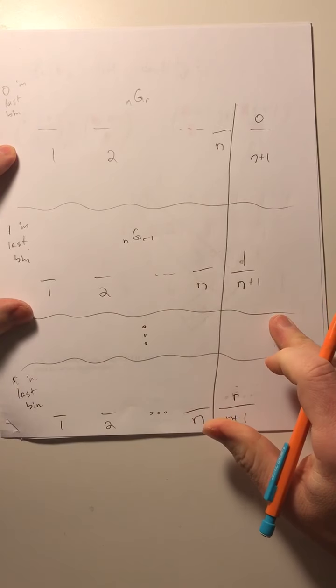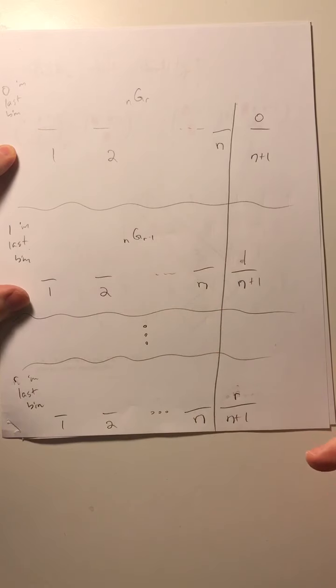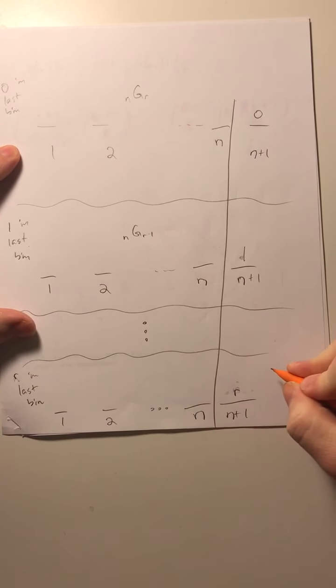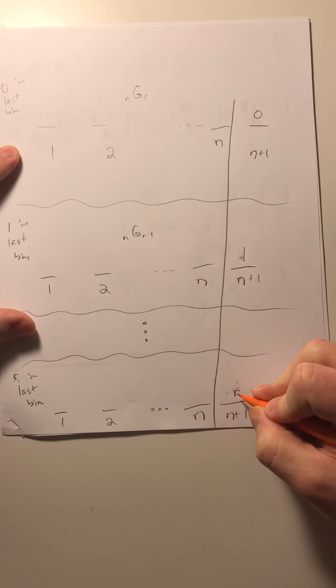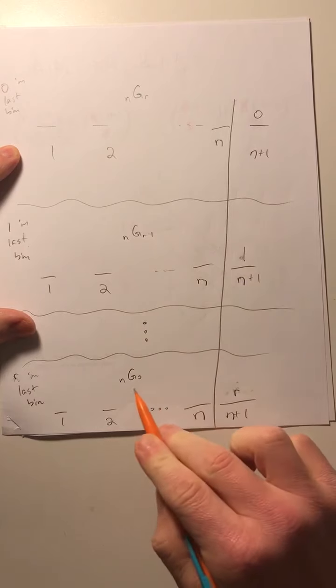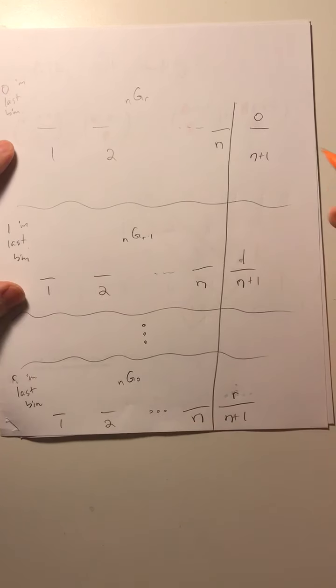I could put 2 balls in the last bin, and then I have to put the other R minus 2 in the previous N bins, all the way down to, I could put all R balls in the last bin, and then there are this many ways for me to put the remaining 0 balls in the previous N. So I'm going to break this down to choosing in stages.